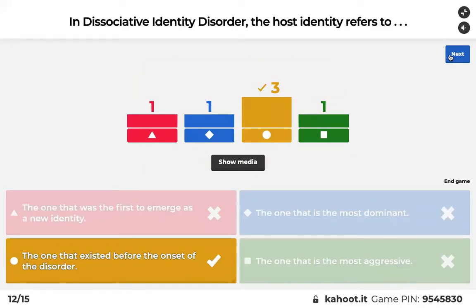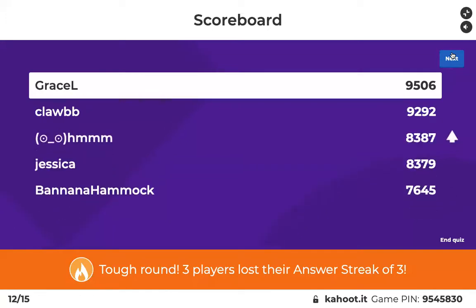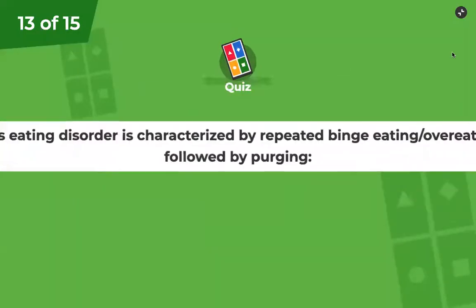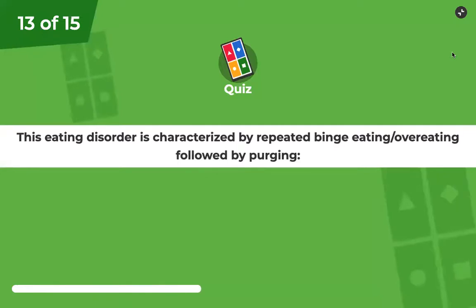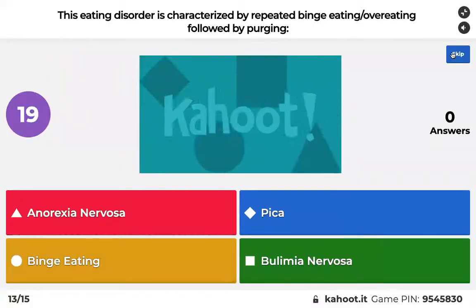Well, equal amounts, so you got it right and got it wrong. So a host is basically what it says. Like, they existed before they had the multiple personalities. What does purging mean? Basically, like, throwing it up, getting rid of the food.